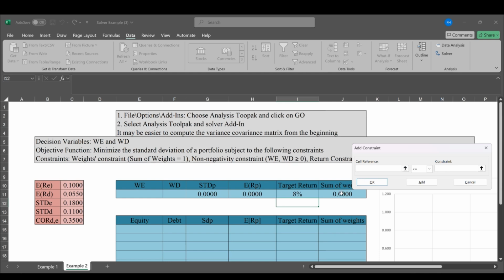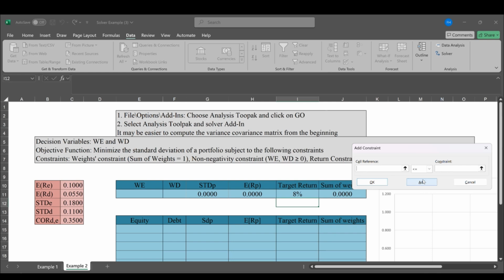So I'm gonna say that this cell J11 should be equal to 1. So unlike the target return you're gonna see later on, I need to change it whenever I solve. However, for this constraint, the weights constraint, it's always gonna stay the same. So that's why I didn't have a separate cell for the target weight. So I click on add.